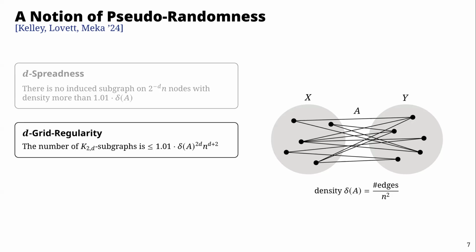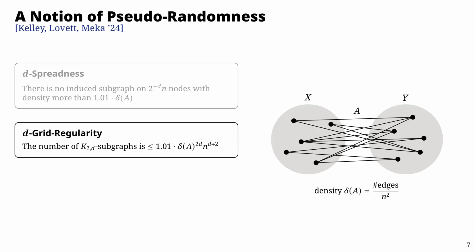This is something which showed up, interestingly, as an auxiliary notion of pseudo-randomness somewhere in the proof of Zander, Shachar, and Ragu. And this is the definition. We say that a graph is d-grid regular if the number of K_{2,d} subgraphs, so the number of 2-by-d bicliques in this graph, is at most 1.01 times this expression, which is just the number of K_{2,d} subgraphs in a random graph. So the expected number of bicliques in a random graph. So grid regularity says you don't have significantly more bicliques as subgraphs than a truly random graph would have.